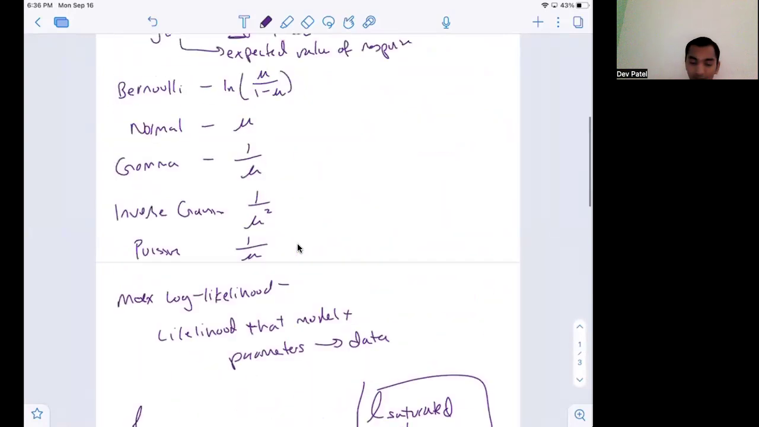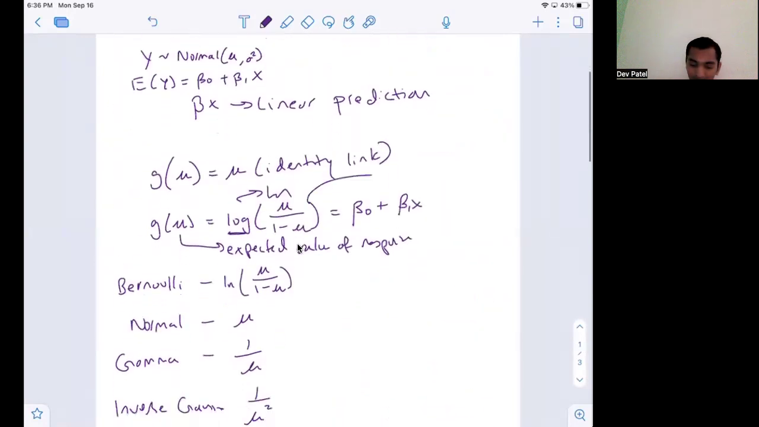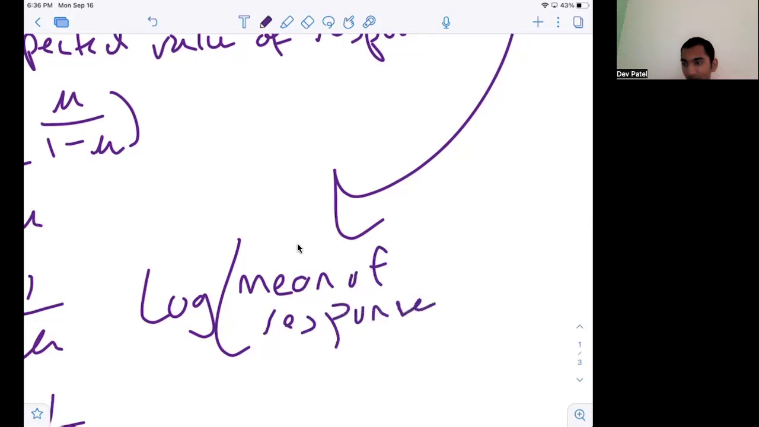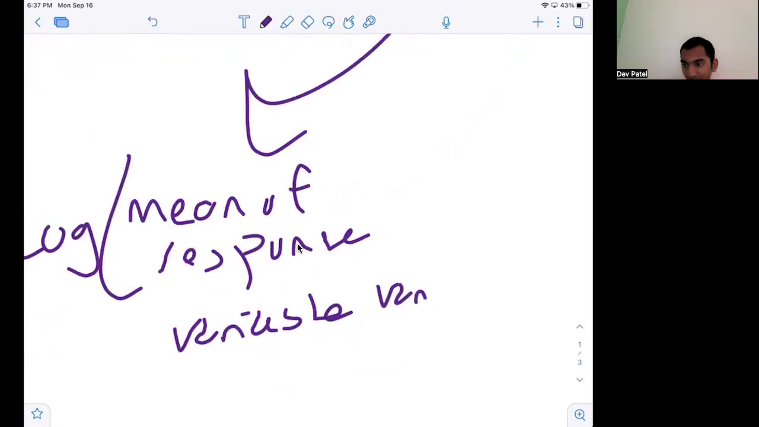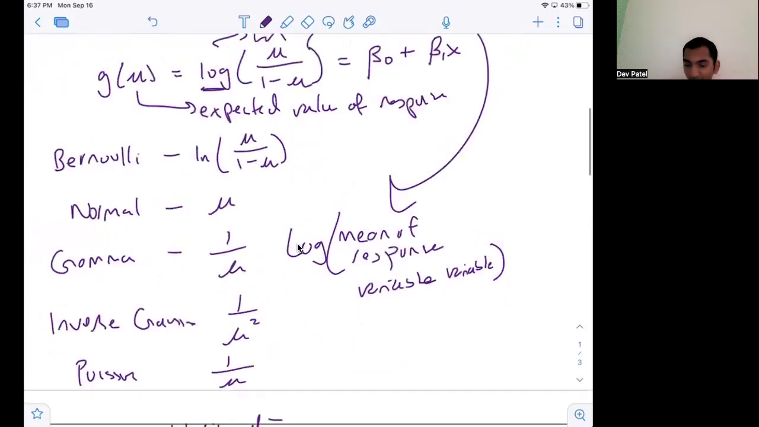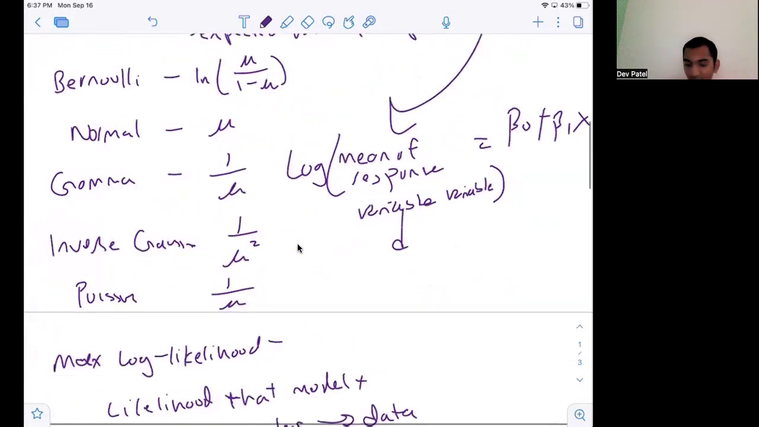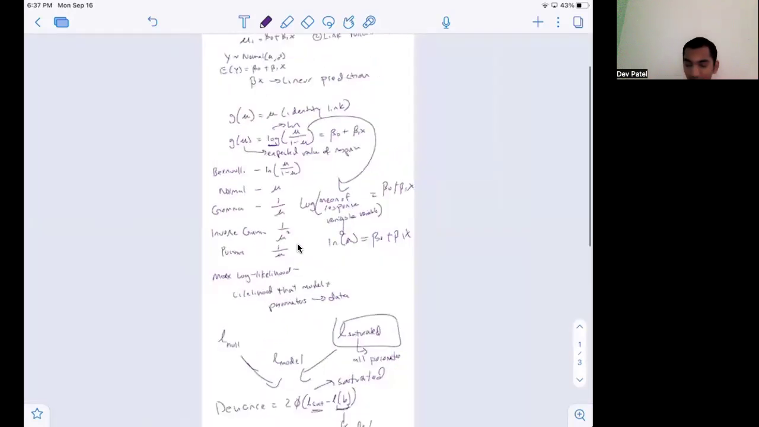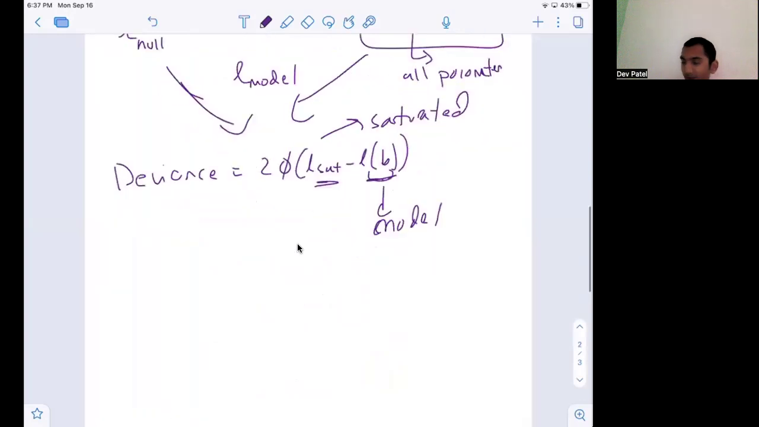And I just want to go back. Another way of seeing this, just for visualization purposes: the log of the mean of the response variable equals the linear predictor. This is the natural log in the case of Poisson regression. Okay, I just want to provide another perspective, another way to think about it.